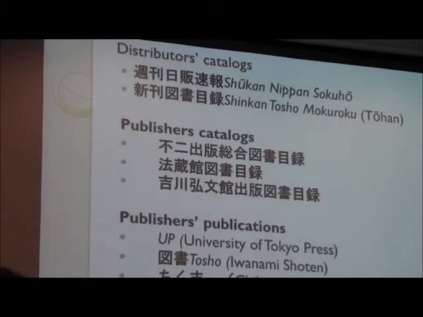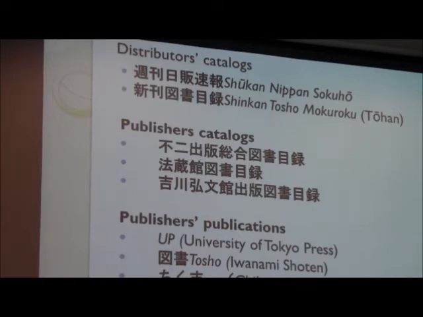And the distributors also have their own catalogs, Shukan Nippan Soto and Shinkan Toshomoku, one of which is Nippan and the other one is Tohan. I don't use these, so I refused receiving them. But some people may use them. The reason I'm not using them is that those are books for trade, so it's not enough for the library, because we have to buy a little bit different type of materials.